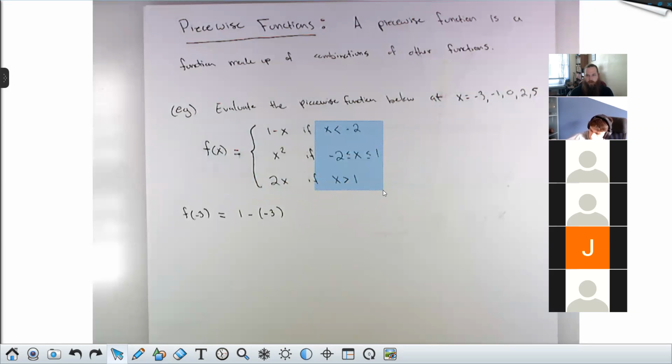Now, when we go to evaluate the function at these numbers, we have to figure out which of these three categories that input falls into. So when I go to evaluate my function at x equals -3, I need to ask, does that fall into this category, or this category? Is -3 bigger than 1? No, it's not. So I know I'm not going to use this. Is -3 between -2 and 1? No, it's not. So I'm not going to use this. Is -3 smaller than -2? Yes, it is. And that's why I know to use this. Does that make sense? Yes, it does. Thank you. Awesome. Other questions on this so far?